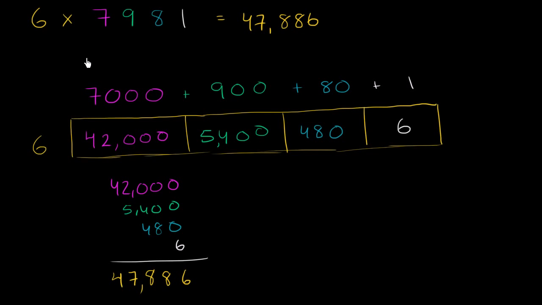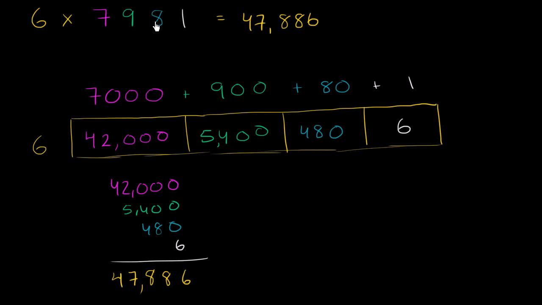If someone says 6 times 7,981, if I was just looking at this and I didn't have any paper, I would say, okay, what's 6 times 7,000? I'd say, okay, that's 42,000. I'll try to remember that. What's 6 times 900? Well, that's 5,400. Well, if I add that to the 42,000, I get 47,400.